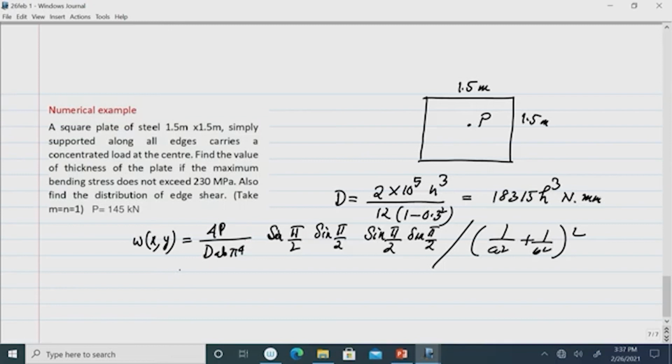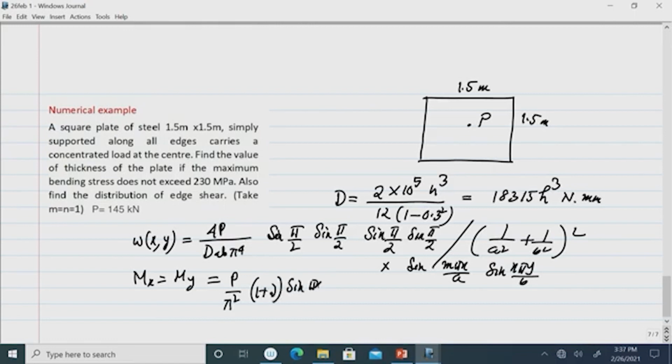Okay. Now, since it is placed at the center, m x is equal to m y, and after substituting this, of course, here the sin function will be there, sin m pi x by a, sin n pi y by b. So, m x is equal to m y, and you will get this value as P by pi square into 1 plus nu, sin pi x by a, sin pi y by b. Again at the center x and y equal to a by 2. So, you are getting maximum bending moment as P by pi square into 1 plus mu.